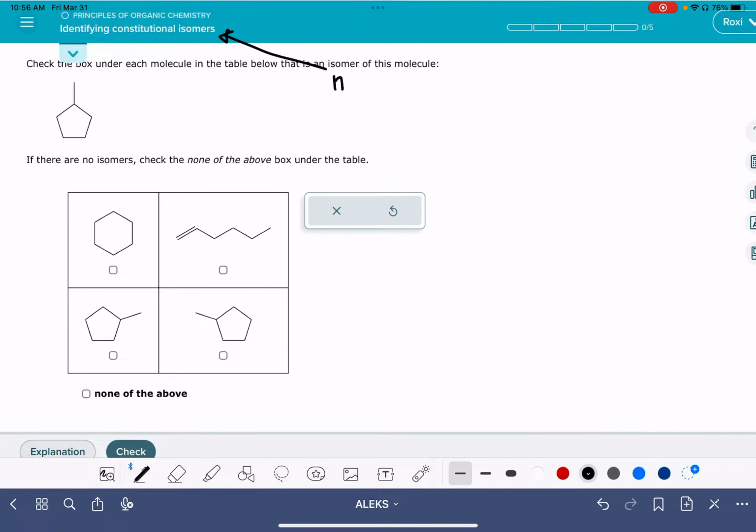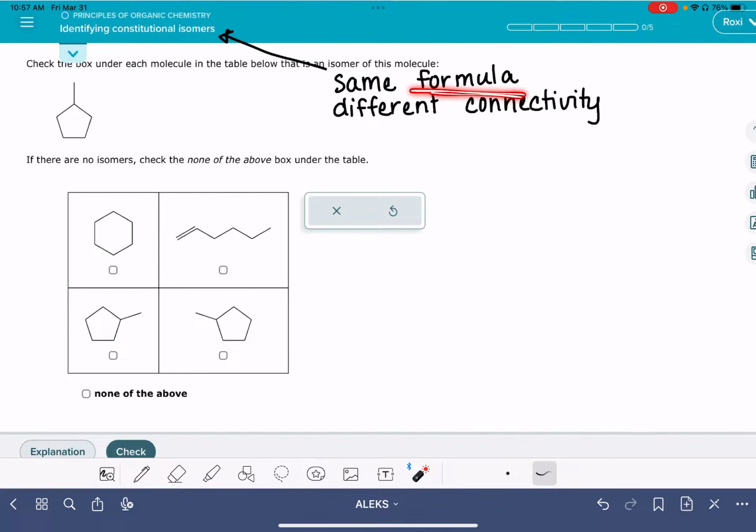Constitutional isomers are molecules that have the same molecular formula, but they need to have different connectivity. That means that the atoms are arranged in a different way. So when I'm looking for constitutional isomers, the first thing that I like to do is just check the molecular formula. In order for them to be isomers, they need to have the same formula. That means the same number of carbon atoms and the same number of hydrogen atoms.